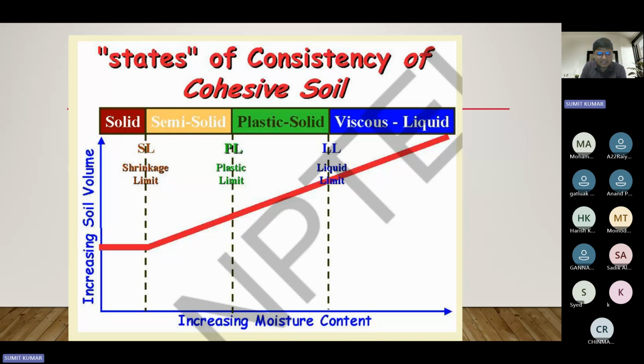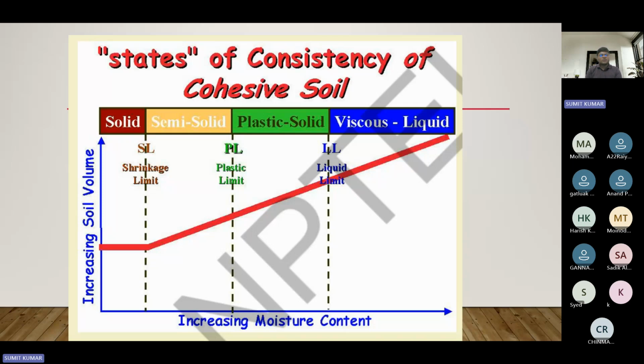Is it possible? No, it is not possible. Suppose 300 ml of water is kept in a container, and we are mixing 20 ml of water into it, and its volume remains 300 ml. It is not possible. Hence, what is the reason that till the shrinkage limit there is no change in the volume? There must be some reason.